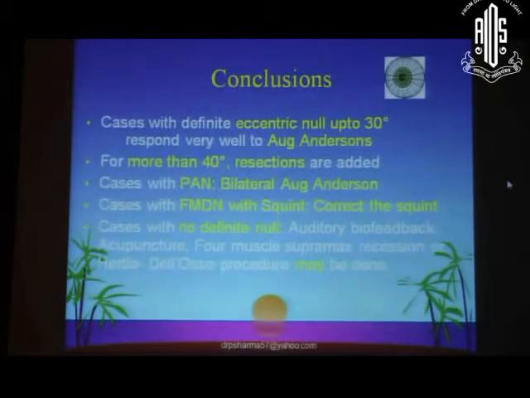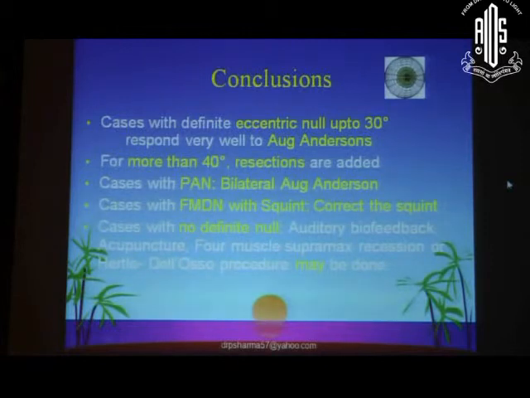Medical treatment has been covered. So to conclude, cases which have a definite eccentric null up to 30 degrees respond very well to an augmented Anderson procedure. What we mean is the medial rectus is recessed about 9 mm and the lateral rectus 12 mm. For more than 40 degrees, we add the resection component of the opposite muscles. If there is a periodic alternating null, we do the bilateral augmented Anderson, or a supramaximal recession of all the 4 horizontal recti. If you have a case of fusional maldevelopment nystagmus with associated squint, you just size the squint, and usually the manifest latent nystagmus becomes purely a latent nystagmus.